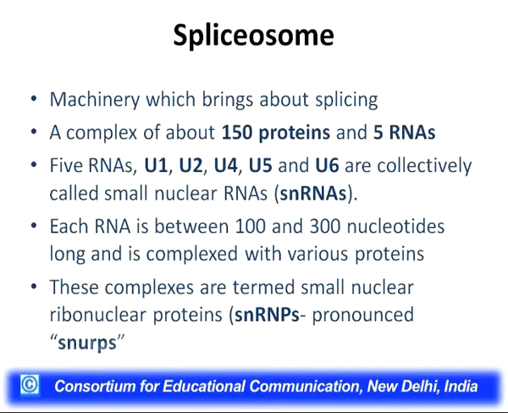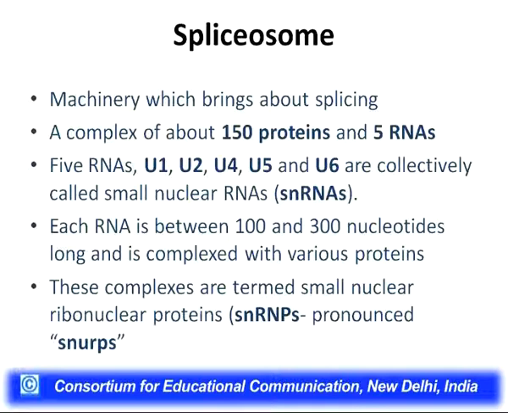Now, coming to the machinery which brings about splicing. This machinery is known as the spliceosome machinery, and it is made up of a number of proteins and snRNA. snRNA is basically small nuclear RNAs, and in totality the spliceosome is made up of about 150 proteins and 5 RNAs. These 5 RNAs are termed U1, U2, U4, U5 and U6, and the collective term for them is small nuclear RNA. They are termed U because the uridine residues in these small RNAs are highly modified.